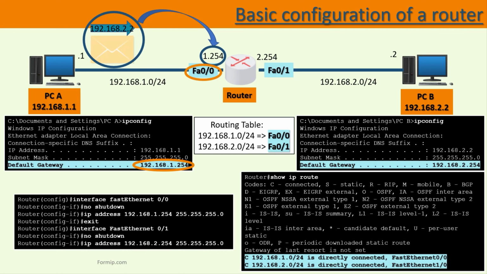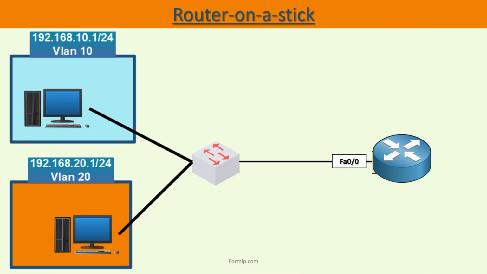When the router receives the packet, it checks the destination IP address and analyzes its routing table. As IP 192.168.2.2 corresponds to the 192.168.2.0/24 network, the router transmits the packet directly to its 0/1 interface, and PCB receives the IP packet that was intended for it.